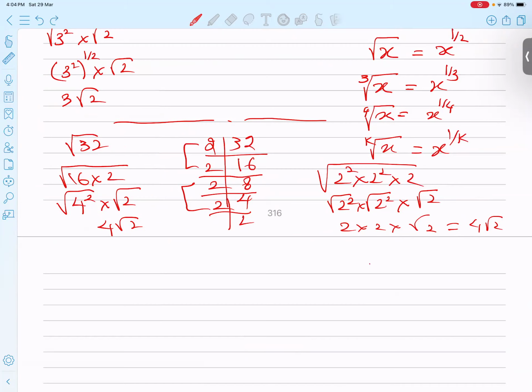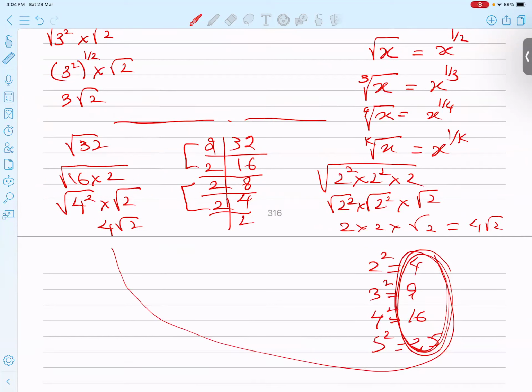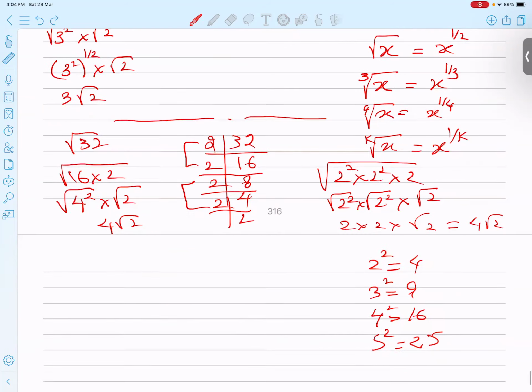For your knowledge, 2 square is 4, 3 square is 9, 4 square is 16, 5 square is 25. So these numbers we try to generate here, so we can get the answer easily. So I think you got the point.